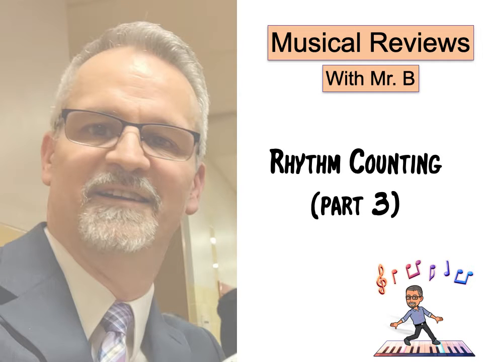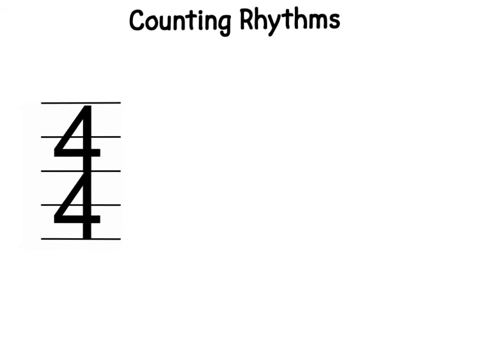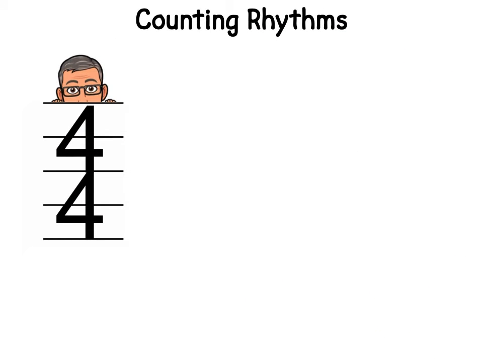Now I plan on this being the third and final part of our rhythm counting series. Before, in number 1 and 2, we talked about using a quarter note, which gets one beat, and a quarter rest, which is one beat of silence, right? One beat of sound for a quarter note and one beat of silence for a quarter rest.